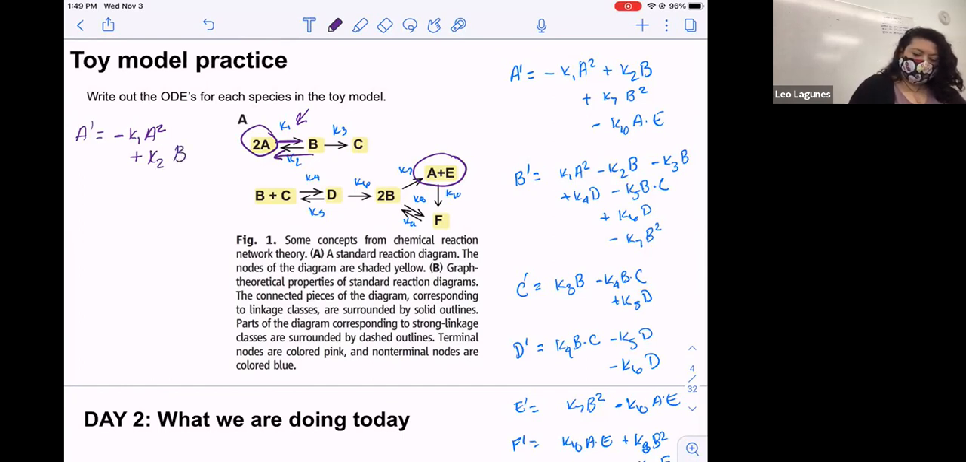Okay, the other place where we see A is this reaction at the bottom, this one. And there's only one arrow, so it's only a forward reaction, but we're gaining A. So if you gain, it's going to be plus. So we're gaining A with a coefficient of, I called that one K7. You can call it whatever you want. We're gaining A from B, so B squared.